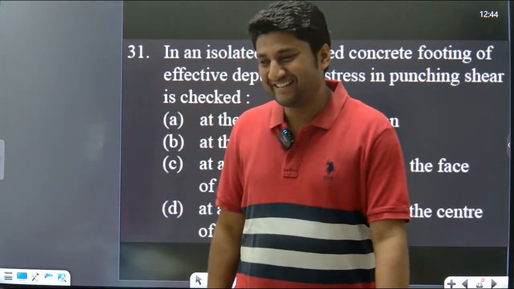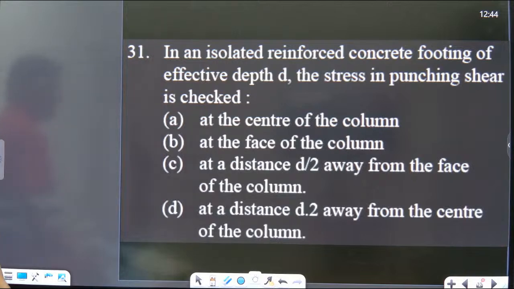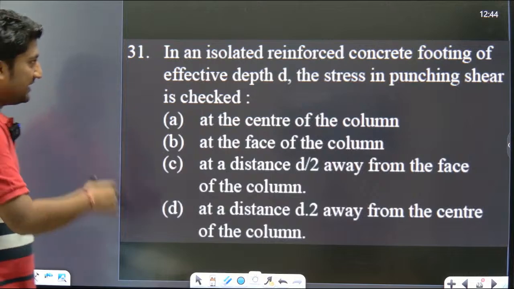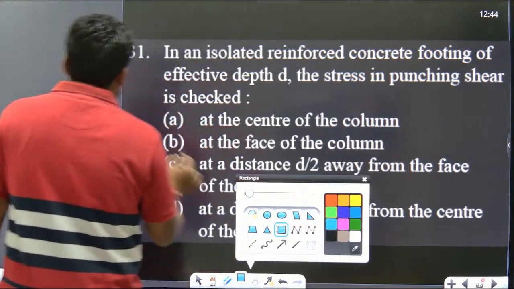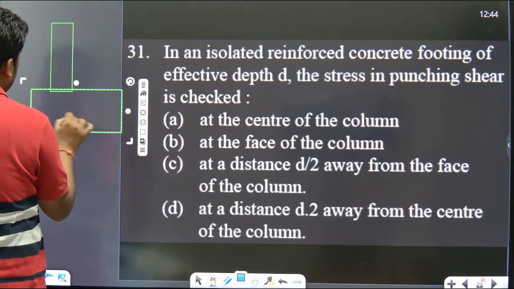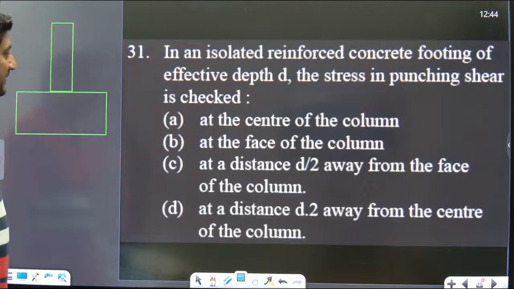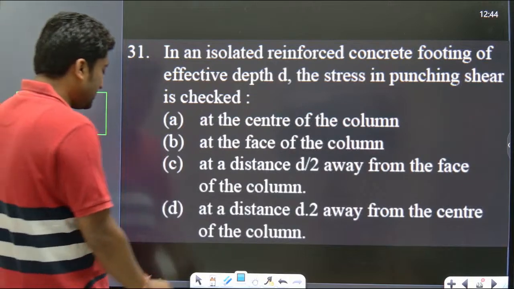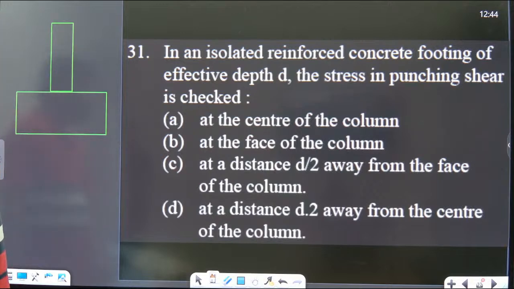What is the correct answer? The correct answer for this question is yes, very good. In an isolated reinforced concrete footing of effective depth D, you can see very carefully, this is the footing of effective depth D. The stress in punching shear is checked. So what is punching shear? Yes, very good. It is a two-way shear, punching shear.